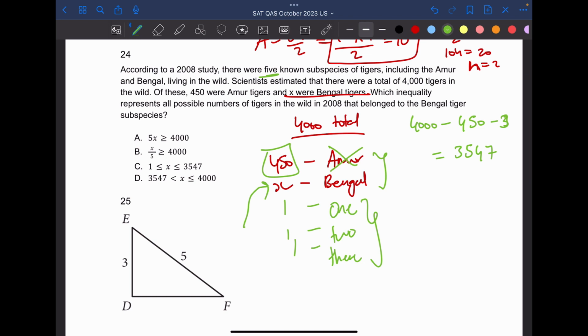Okay, so far we know that this is the highest boundary. So just by looking at it, I could already say my answer is C because it's the only option with 3547 as its higher bound. But let's still check the lower bound.